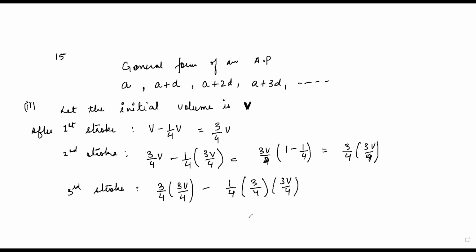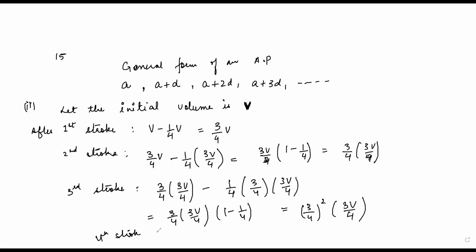Got it? So you solve it similarly. Take this 3 by 4 into 3V by 4 common. So 1 minus 1 by 4 again, which is again 3 by 4. So one 3 by 4 is already there. So you get 3 by 4 whole square into 3V by 4. Right? And in the fourth stroke, I think you will get the same thing. You will get 3 by 4 whole cube into 3V by 4. You can try it, solve it.